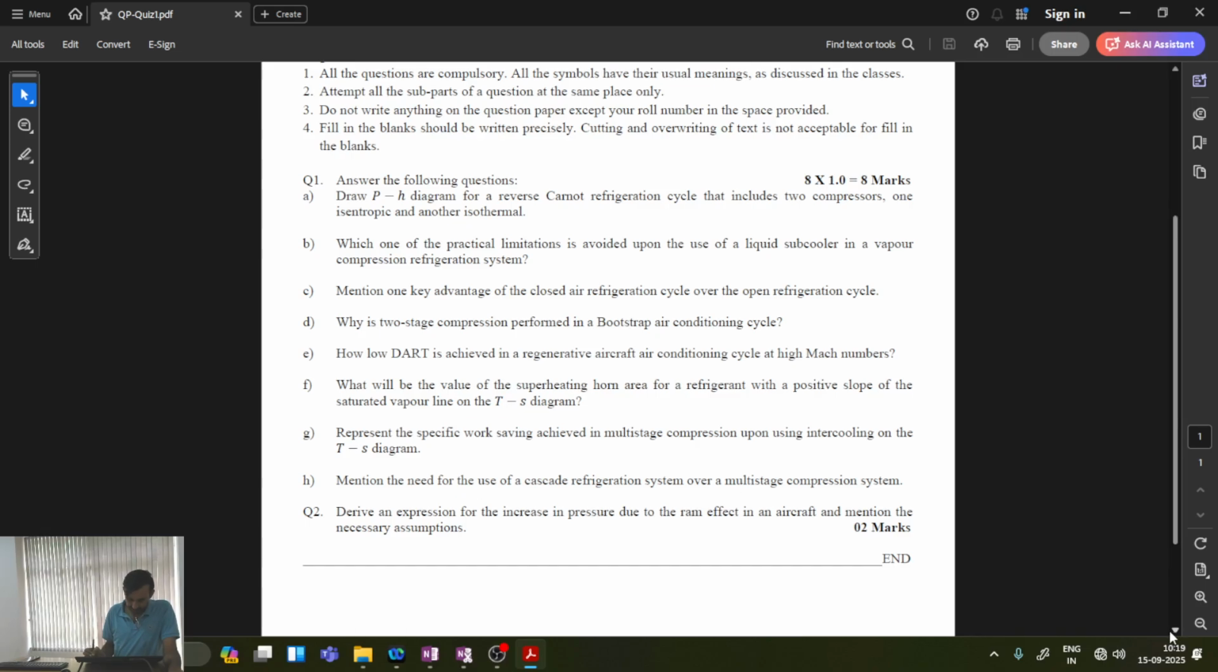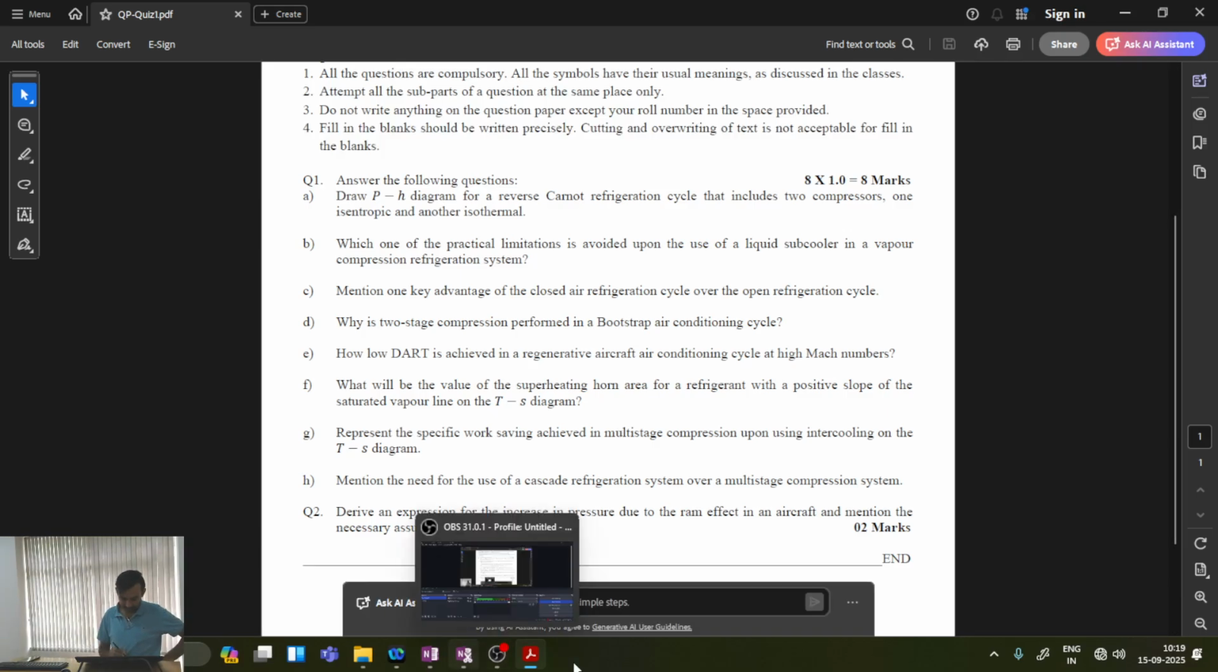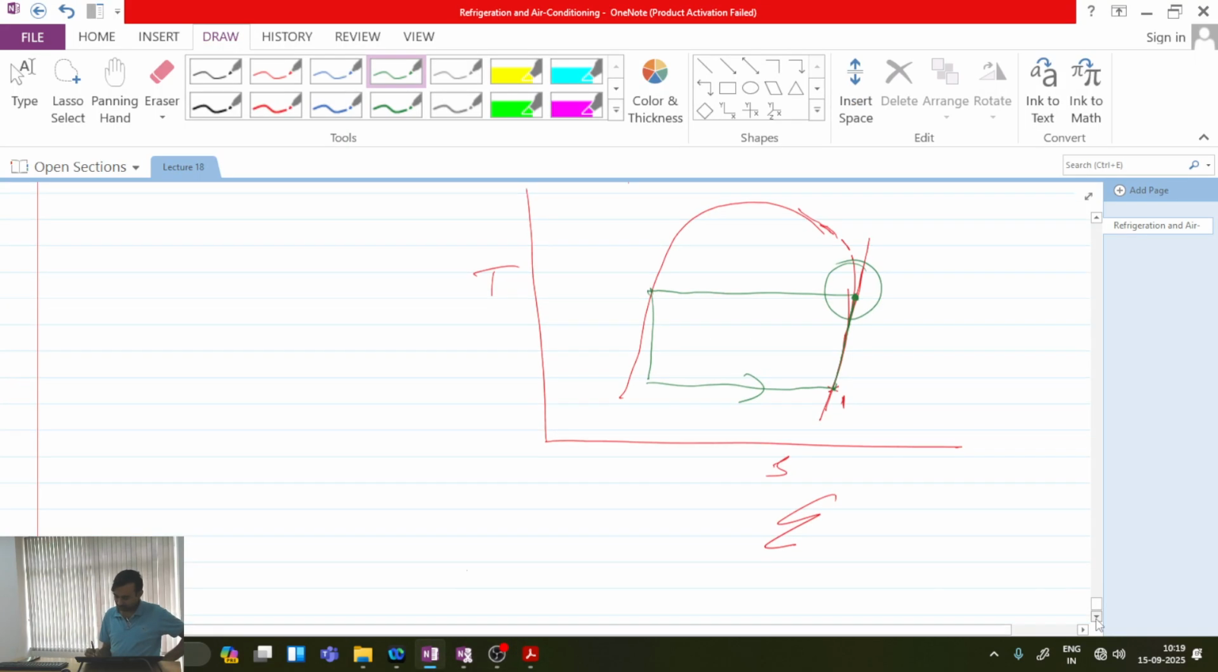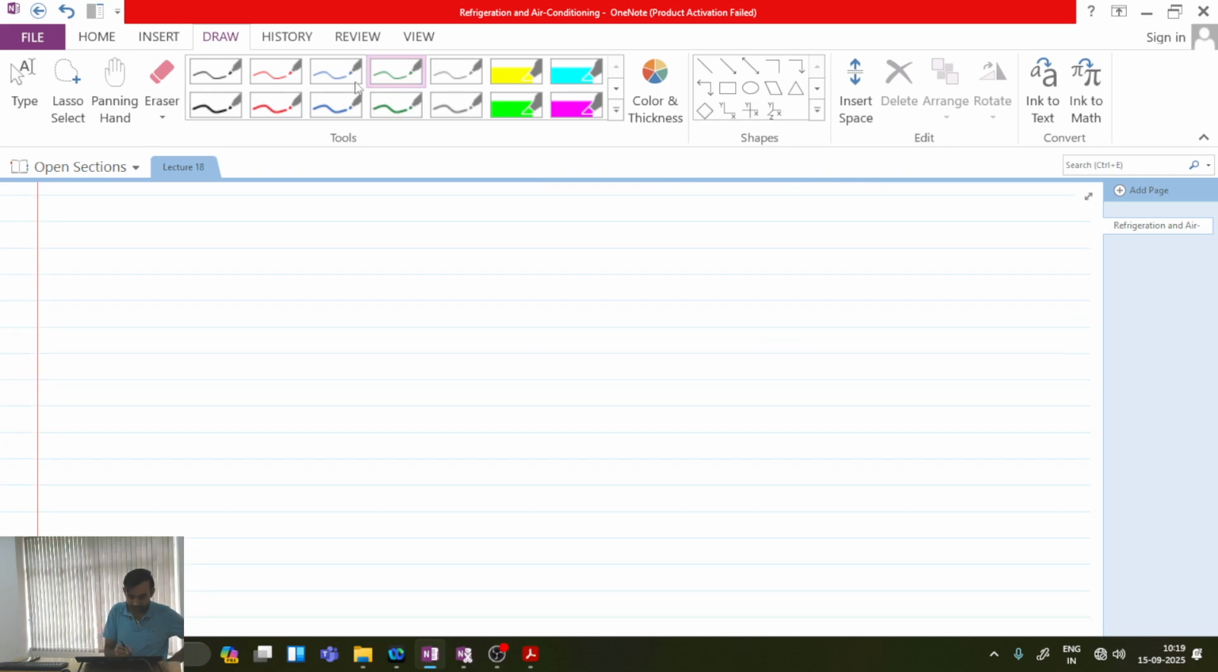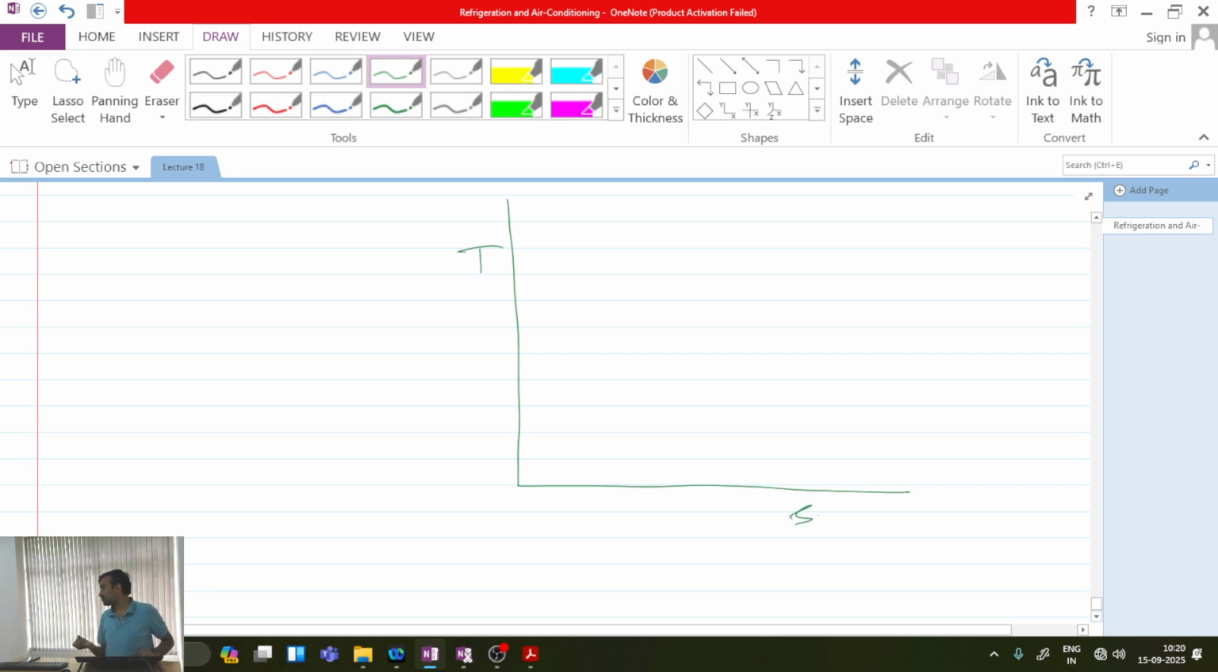Represent the specific work saving. Specific work means work per unit mass. Show the specific work saving achieved in multi-stage compression upon using intercooling on the TS diagram. How to represent the compression process on a TS diagram? Compression process is an isentropic process.